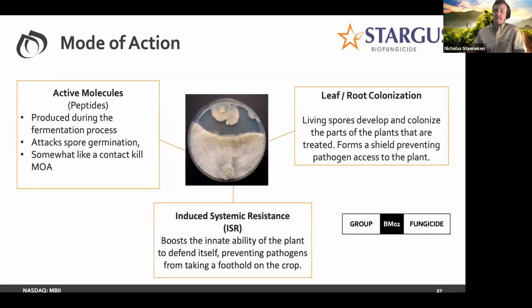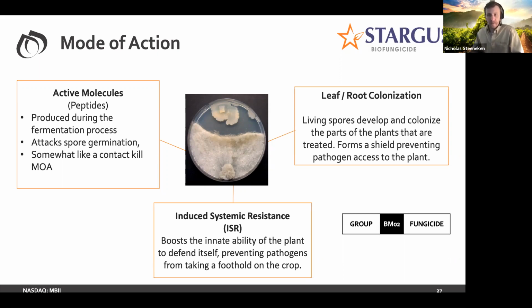All right, now we're getting into the fun parts here, the mode of action. So Stargus's mode of action really comes down to the active molecules, the peptides, which are produced during the fermentation process. These peptides actually attack the spore germination tubes. So as the spore is germinating, it attacks that part that's going to come penetrate the plant, and that kills it. It's somewhat similar to a contact kill mode of action.